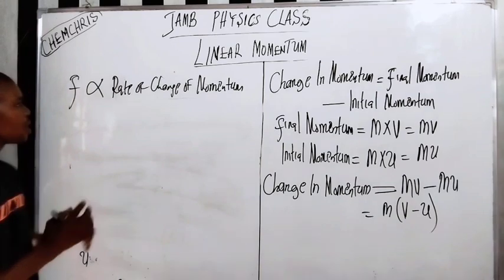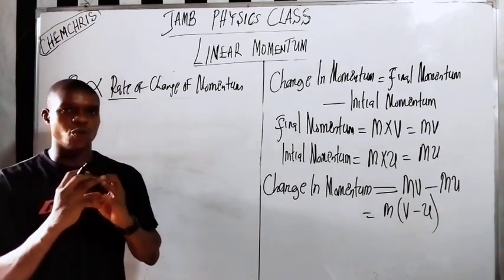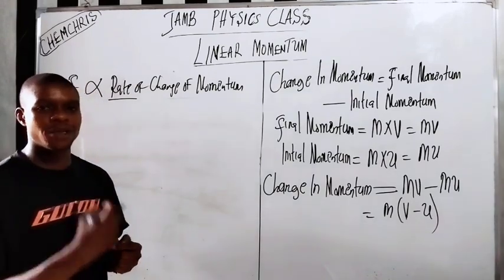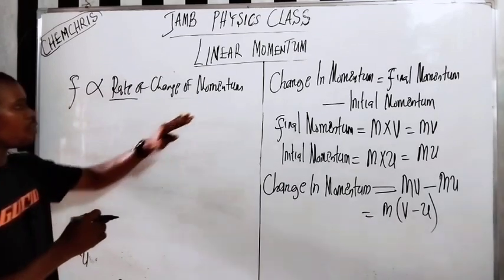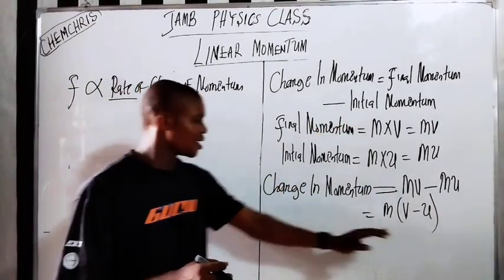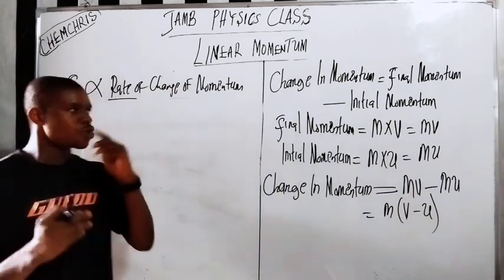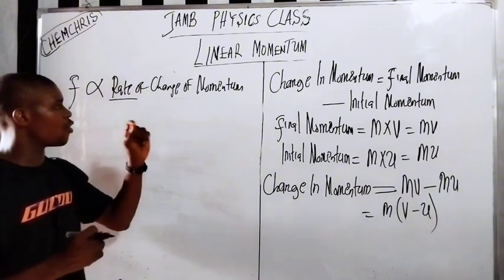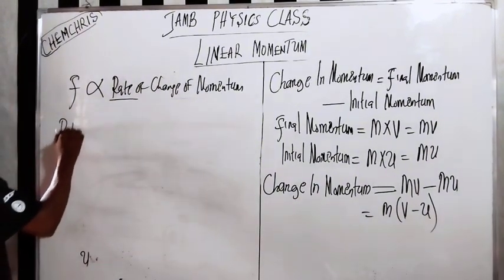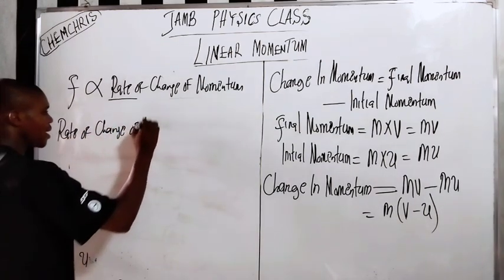Now we're talking about rates. Rate always deals with change in time, like it's changing with respect to time. So remember, momentum is mass times velocity, right? So when we talk about the rate of change of momentum, we are talking about the change of momentum over the time it takes.